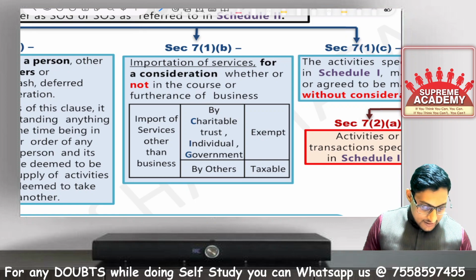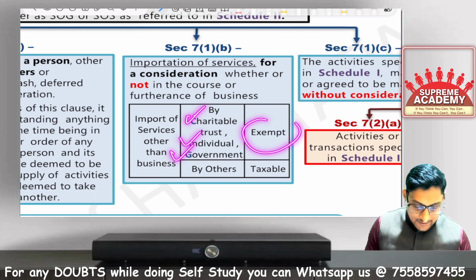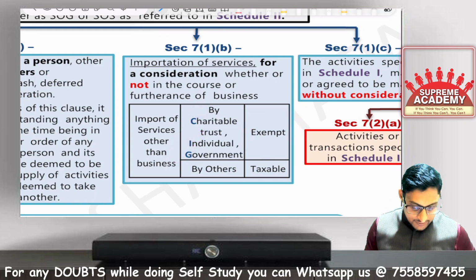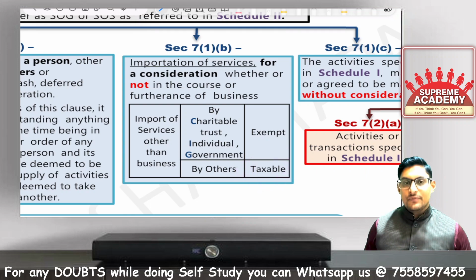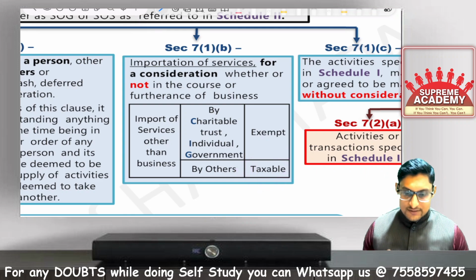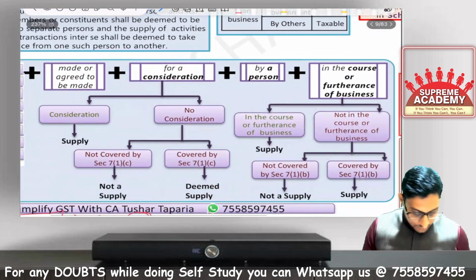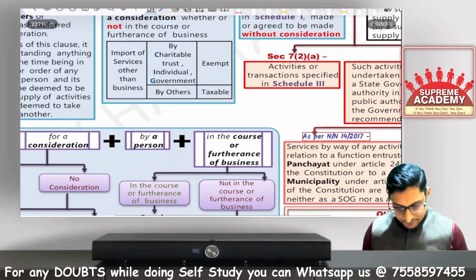If this is a supply and if it is imported by a charitable trust, individual, or government, it will be exempt. If other persons are importing it, it will be taxable. Now, this is a clarification. Yes, done, 71B.